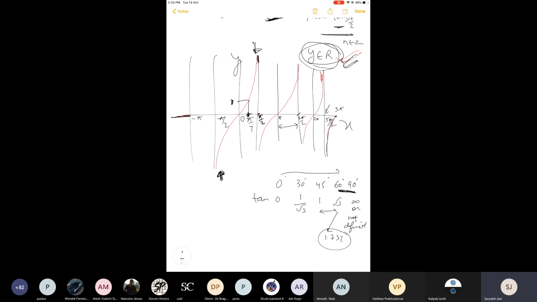This is also obvious from this portion, from pi by 4 to pi by 2. See, just in this small portion, what is happening? You can see this red portion. It is moving so fast that it covers all the heights from 1, 2, and it goes on like this up to infinity.